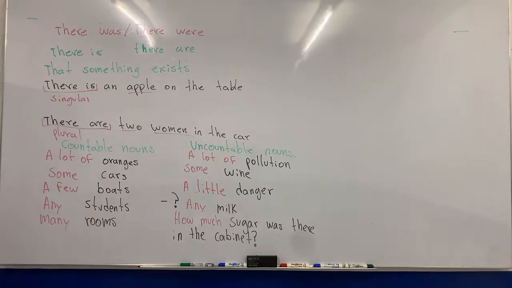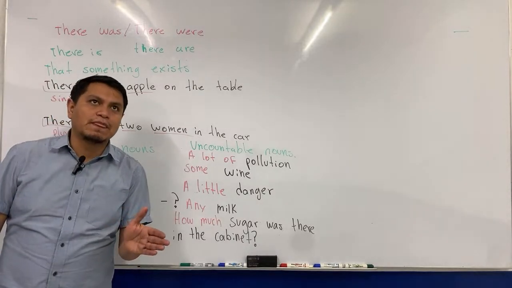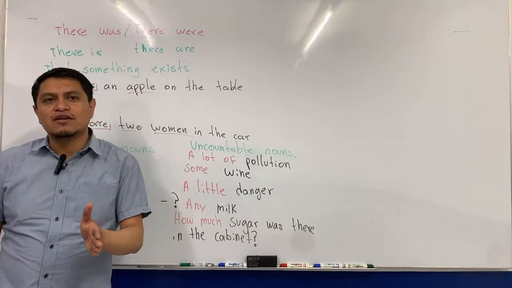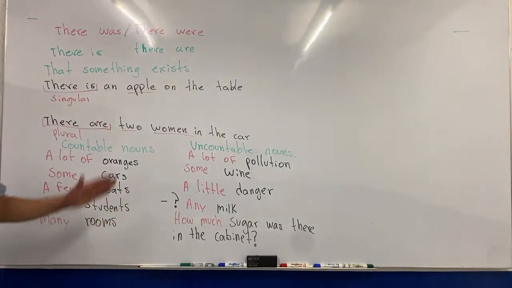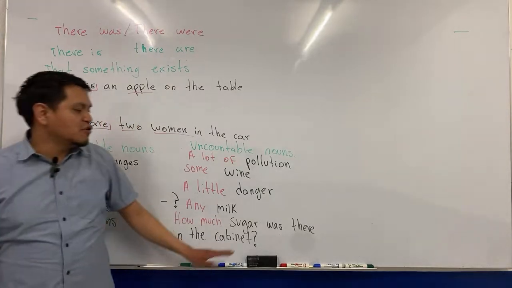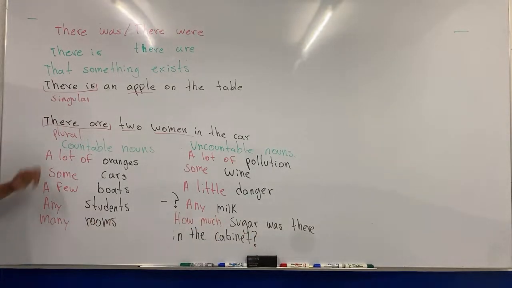And many we only use for countable nouns. For example, how many pieces of chocolate would you like, right? And how much for uncountable nouns? How much sugar was there in the cabinet, right? Please take a photo of this information, this knowledge that is very important for you.